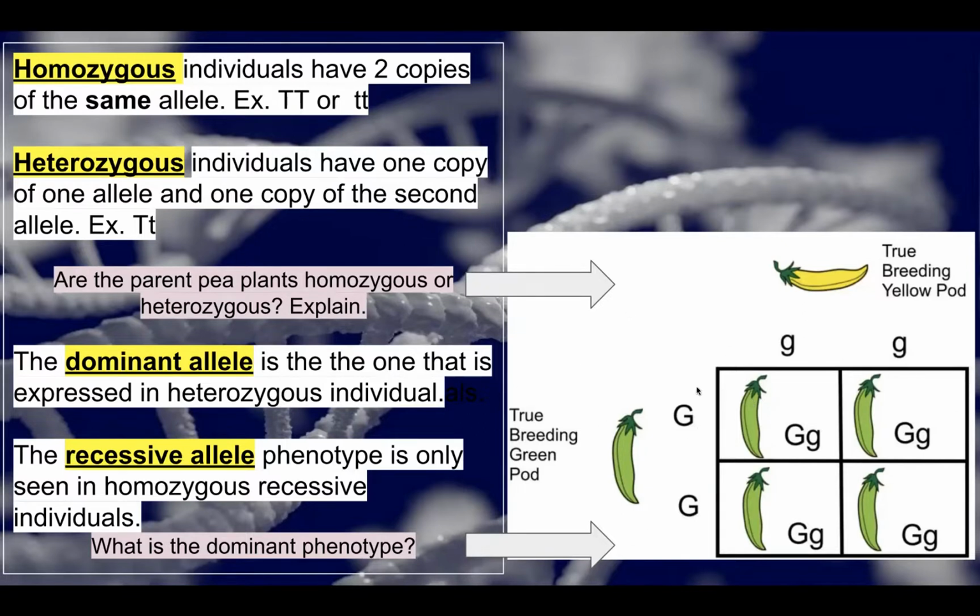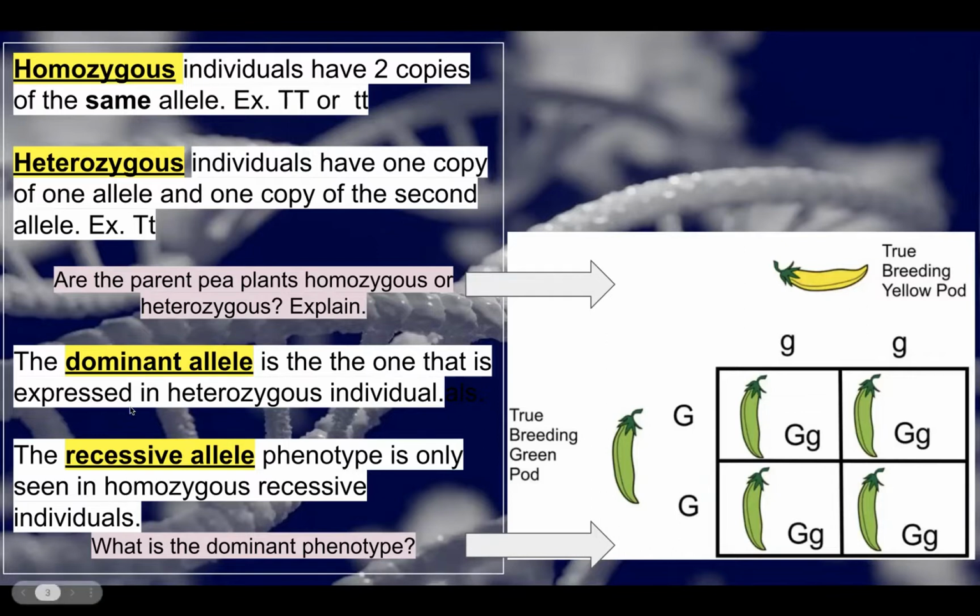Are the parent pea plants homozygous or heterozygous in this diagram? And how do you know that? Looking at our parent pea plants, we can see that the yellow parent has 2 lowercase g's, so they're the same. And our green parent has 2 uppercase g's. So again, they're the same. So in this example, both parents happen to be homozygous individuals. They have 2 copies of the same allele.